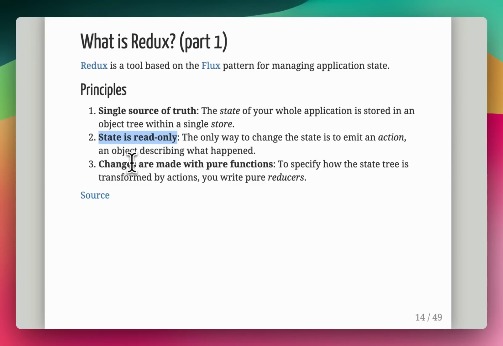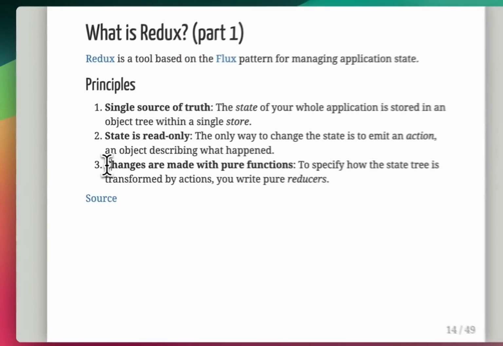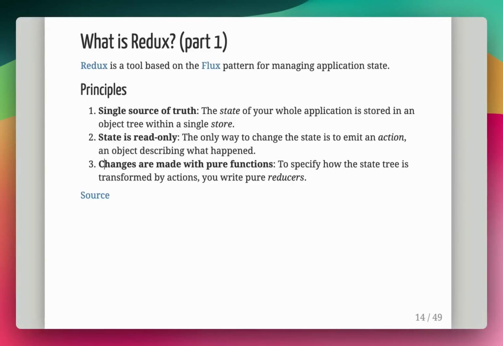The third principle of Redux is that the changes to the Redux state are made with functions called pure functions, which are known as reducers. So reducers in Redux are nothing but pure functions. If you don't know, a pure function is a function that for a given input returns a specific output, right?